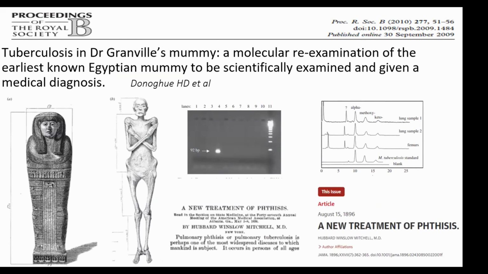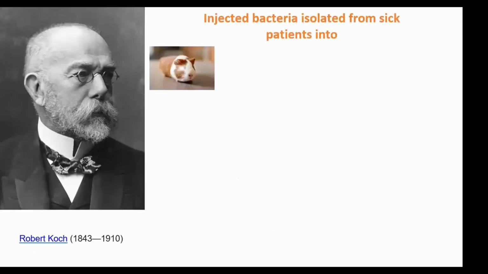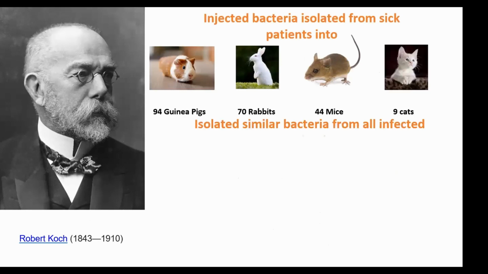Hippocrates, who is considered the father of modern medicine, felt that it was hereditary. Then it was left to Robert Koch, a physician in Göttingen, to describe this as a bacterial infection after infecting 94 guinea pigs, 70 rabbits, 44 mice, and 9 cats, and isolating the same bacteria from each one of them.